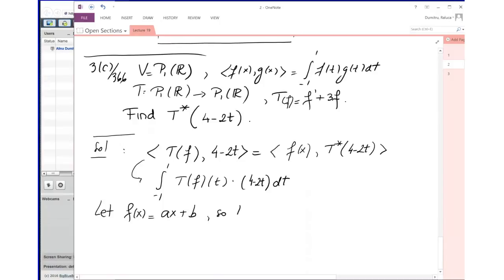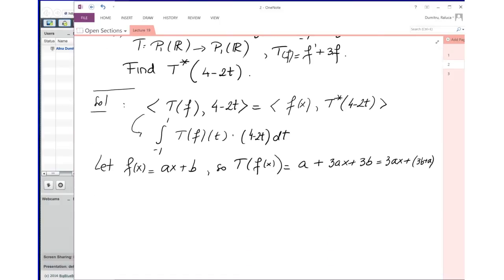Okay. So what would T of F be? It's the derivative, which is a, plus 3 times F. So 3ax, written again as a linear function, it's 3ax plus 3b plus a. So this is 3at plus 3b plus a.